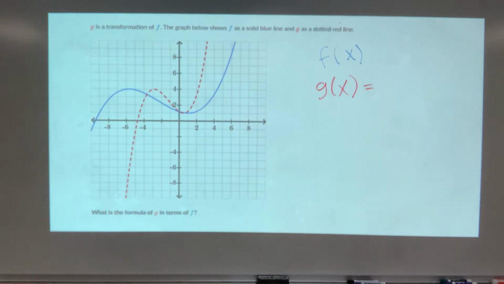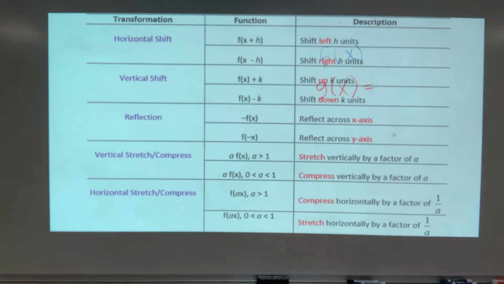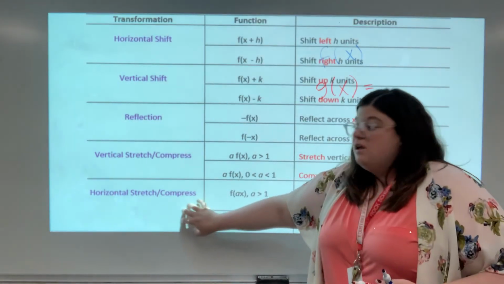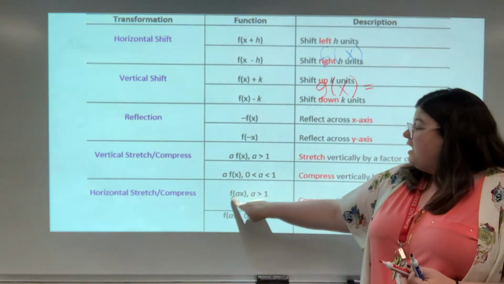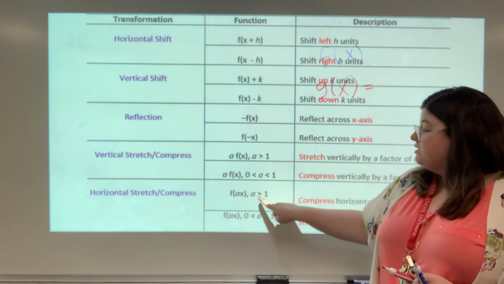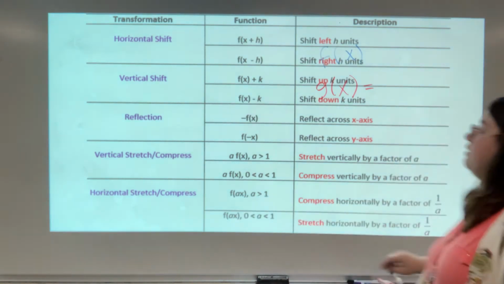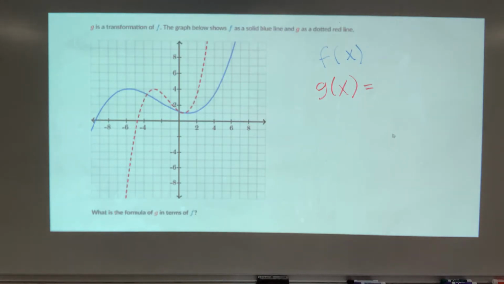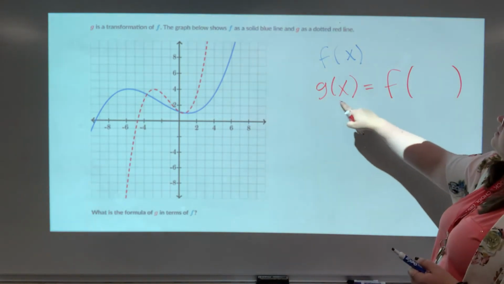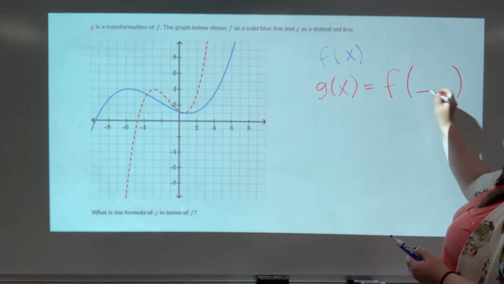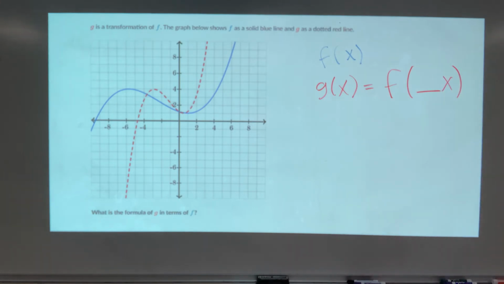So how would we write that? Horizontal compressions, if you look back here, okay, just look down here. Compress horizontally, I have f of a times x, where a is greater than 1. So I'm looking for a transformation rule that looks like this. G of x equals f of something times x. And I have to figure out what that something is. So let's go look at the board here.